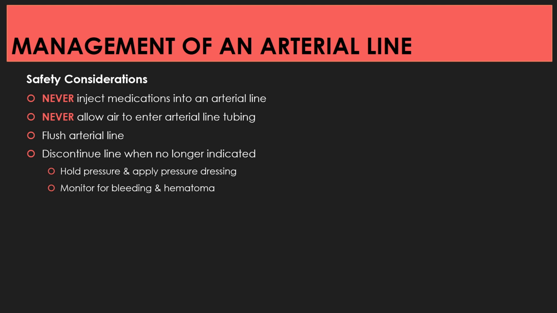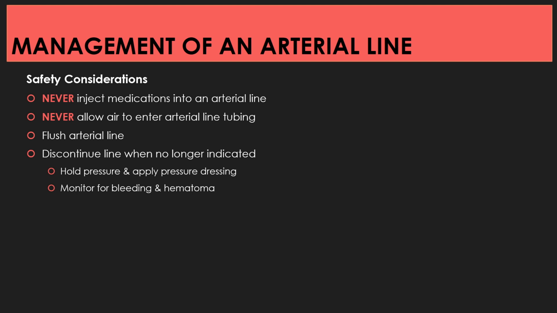We should discontinue the arterial line when it's no longer indicated, again, to try to prevent complications. Removing an art line is very simple. The one thing to consider, though, is that you do have to hold pressure because this catheter is in an artery. It's going to bleed. So if it's in the wrist, we usually hold about 3 to 5 minutes of pressure.